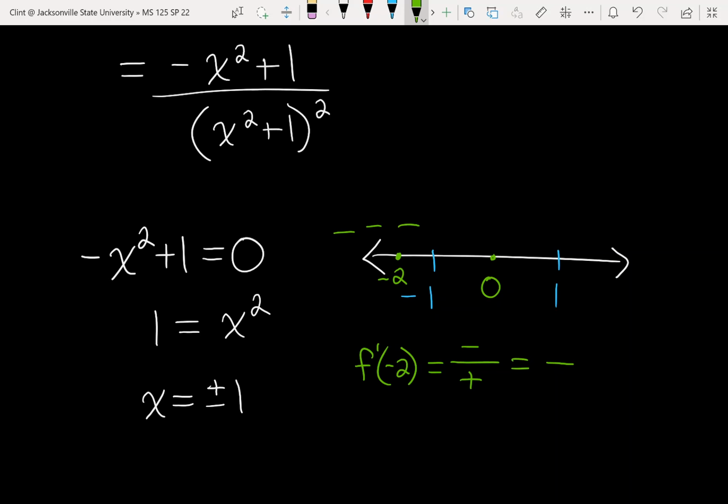If we go with 0, on the top, that's negative 0 squared, that's just 0 plus 1. That's positive. What's the bottom going to be? Positive. Good. Don't think about it too hard. It's positive. So that one's positive.